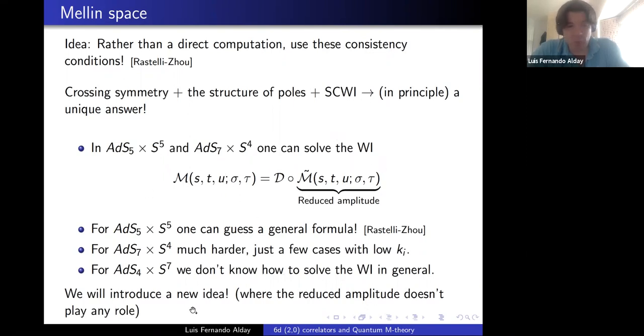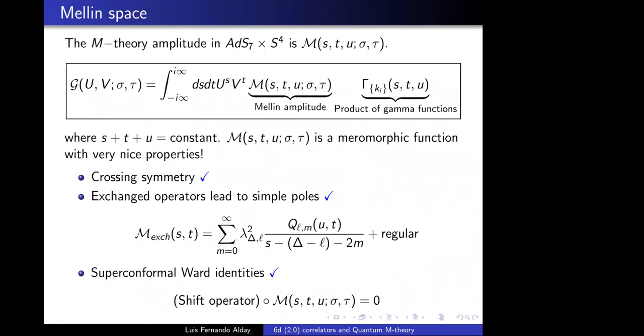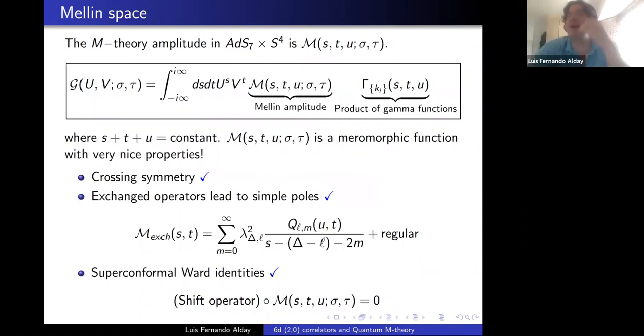And actually, we will introduce new ideas, and we will see that with these new ideas, this reduced amplitude doesn't play any role. So just to answer your question, in general, we have found that this is not very useful, and we will directly solve the Ward identities with this equation here. Okay? So I don't want to stress too much the reduced amplitude because we don't use it.